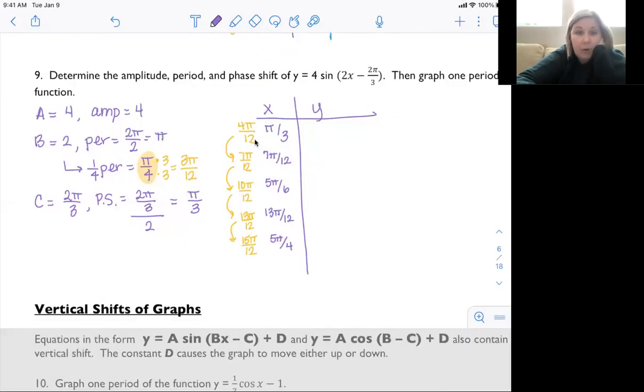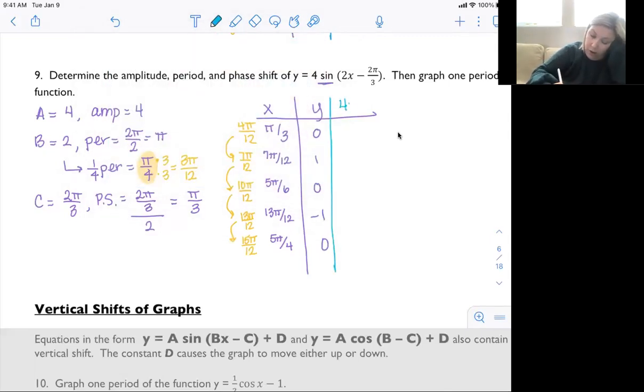All right, here's what we should get. So again, in gold, we're counting off by 3 pi 12ths. So 4 pi 12ths plus 3 pi 12ths is 7 pi 12ths, and so on and so on and so on. The stuff in purple is what we get when we simplify each of those fractions. This time we are graphing sine. So sine starts at 0, 1, 0, negative 1, 0. And now the final step here is to multiply all of our y's by 4. 0, 4, 0, negative 4, 0.